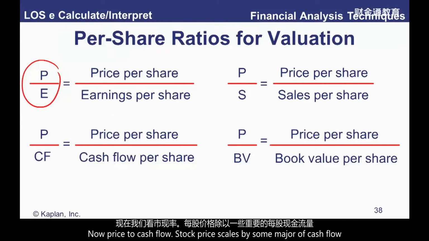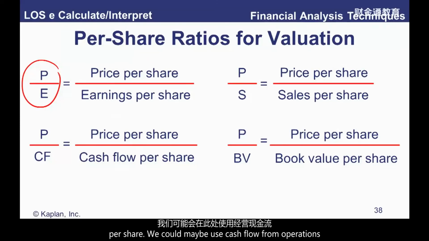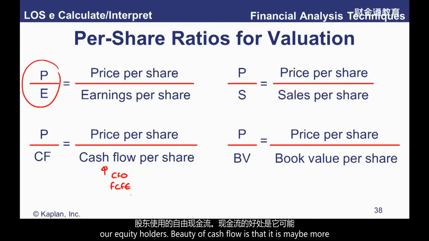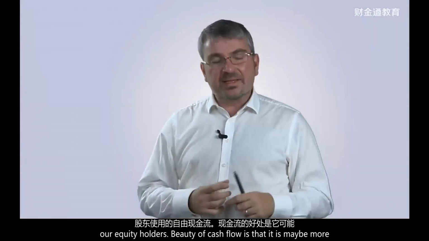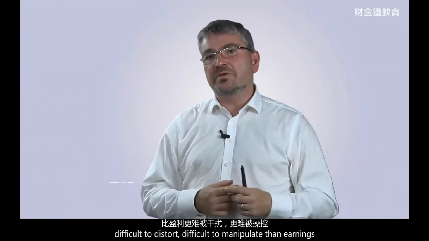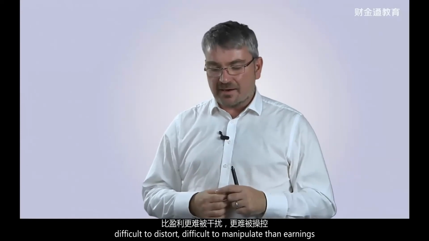Now, price to cash flow, stock price scaled by some measure of cash flow per share. We could maybe use cash flow from operations as a measure here, or cash flow from operations per share. Probably the most theoretically sound would be to use free cash flow to our equity holders. Beauty with cash flow is it is maybe more difficult to distort, more difficult to manipulate than earnings figures are.